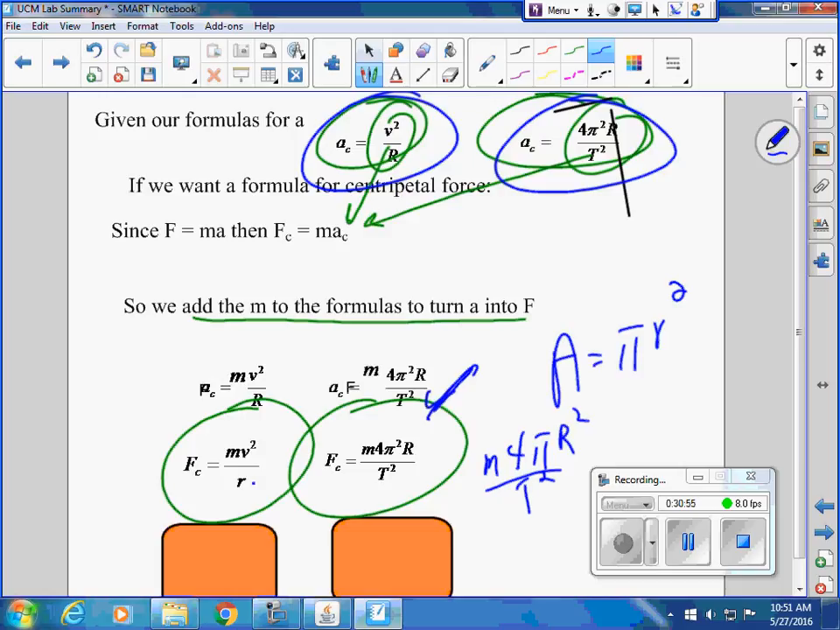I'm trying to know definitions. Okay. You mean like what those letters stand for? Yeah.